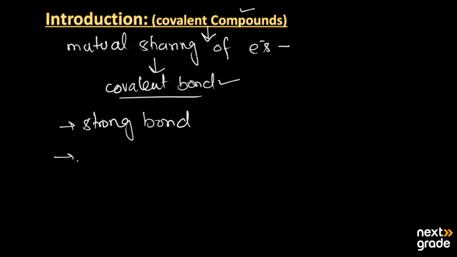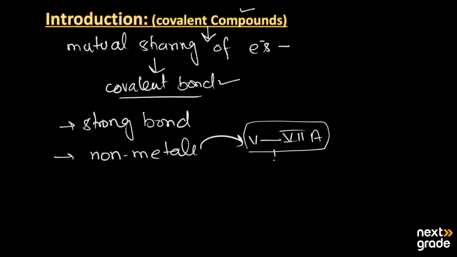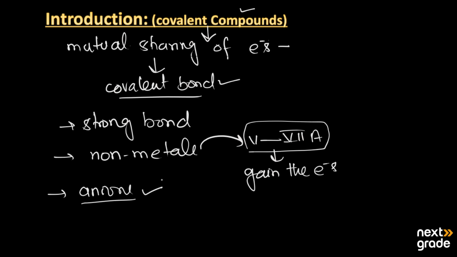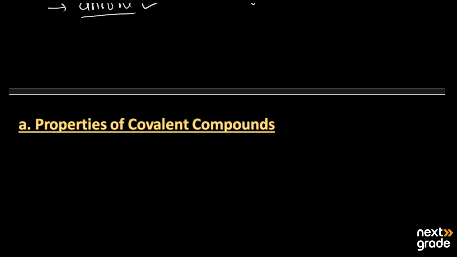And second, this bond exists between the non-metals. Non-metals are the group 5 to 7A elements, and their property is that they can gain electrons and can easily change into anions as well. So let's discuss the properties of the covalent compounds.